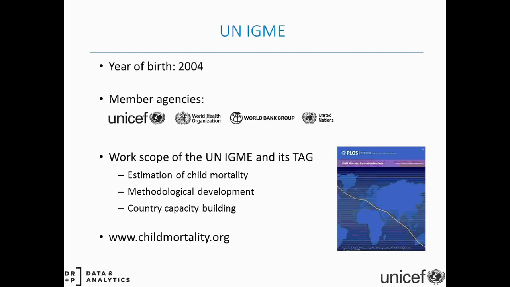So very briefly about the IGME, for those of you who don't know about it, it was formed in 2004, including UNICEF, WHO, the World Bank, and the UN Population Division as 4 members. And there are 3 main areas we are working on. The first one is to produce child mortality estimates for global monitoring and reporting. The second is methodological development. Third is country capacity building. And all the information about the group and its work can be found on the website, childmortality.org.